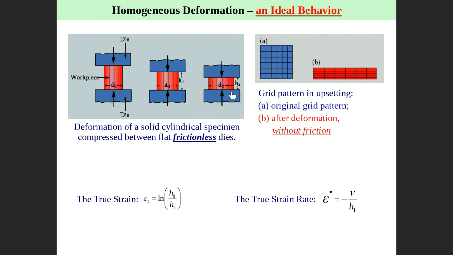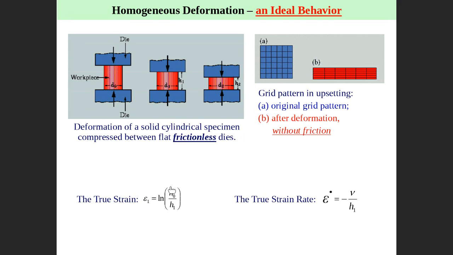So the height will be reduced. How to compensate? You compensate with the diameter. The diameter is getting bigger and the height is getting smaller, but finally the volume is constant. Ideally, the material will deform like this. You start like this, you get deformation like this. If we ignore the friction at the upper end and lower end of the workpiece, then the material will deform ideally.